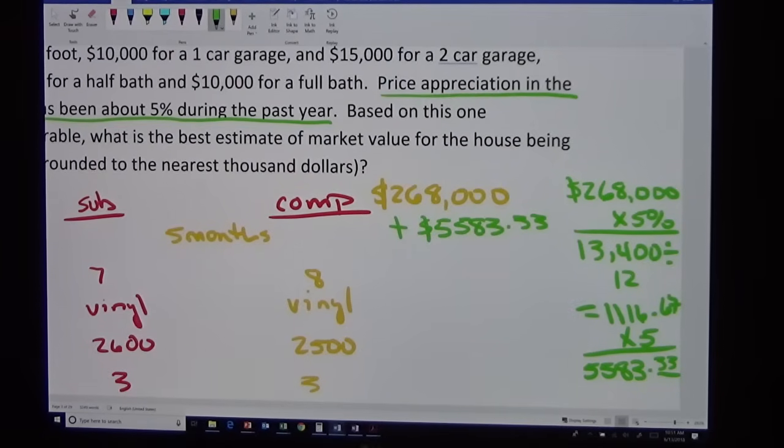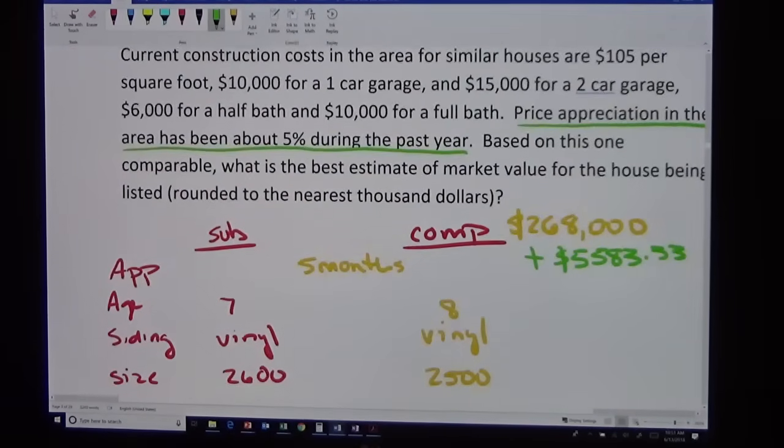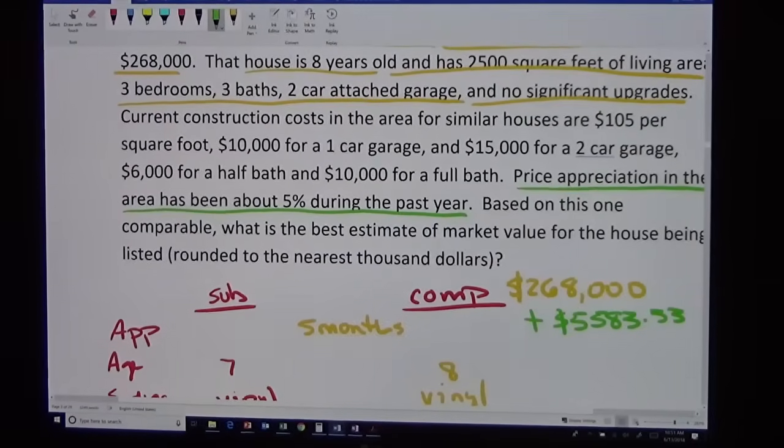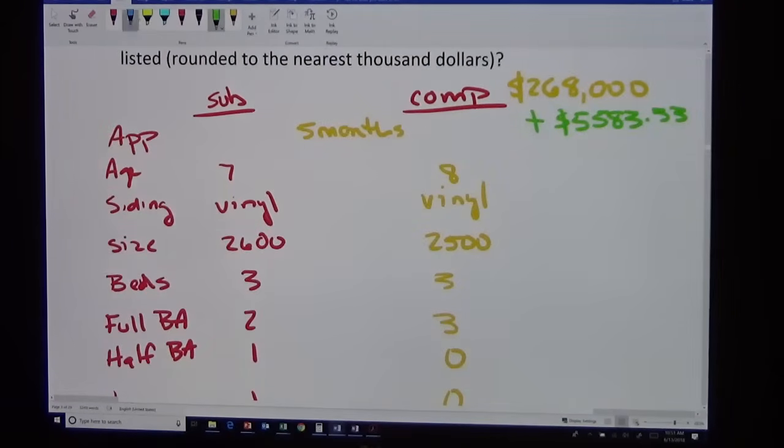Now, we also need to look at the rest of our adjustments. As far as age goes, there is a difference, so we need to go back and look and see, did they give us anything about adjusting for age? And they don't. There's nothing in there about adjustment for age, so I'm just going to have to leave that alone. That's going to be a 0. No adjustment. Well, the siding is the same, so that's going to be a 0. No adjustment. Size. I have a difference.